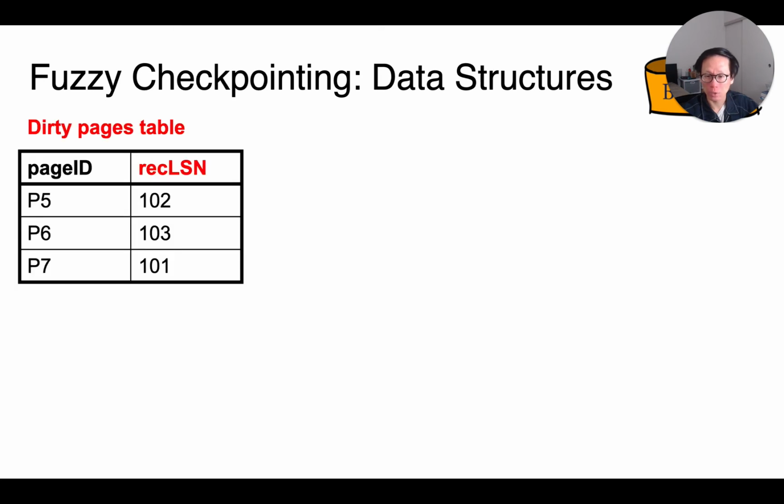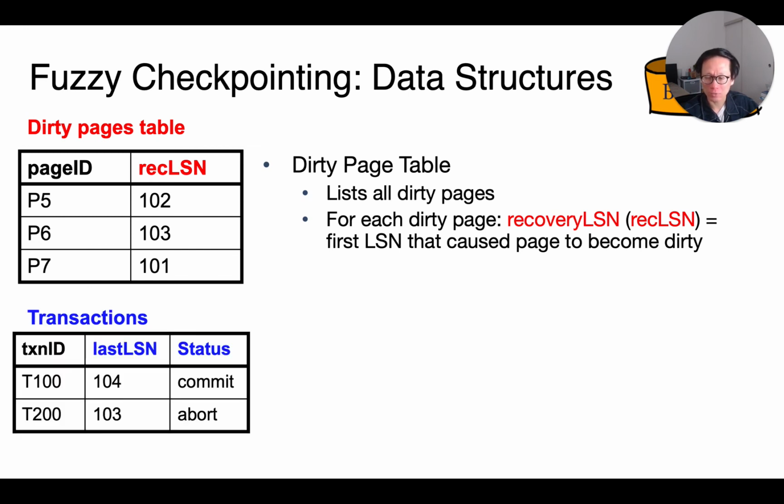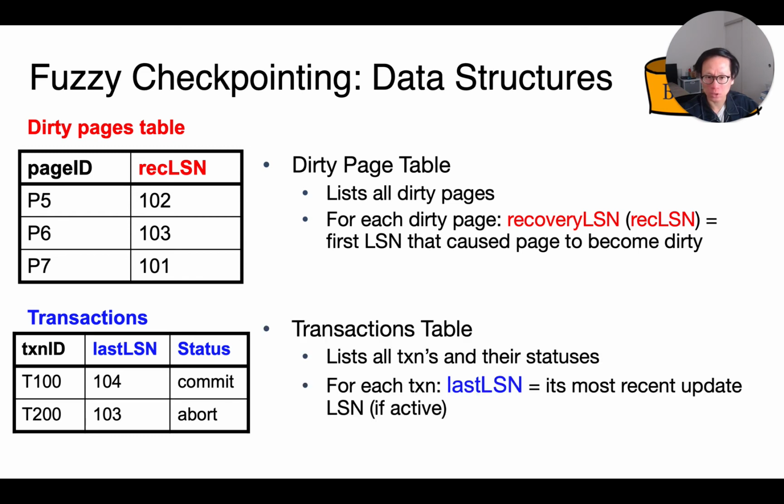We will also keep a dirty page table in memory. That table lists all the dirty pages in the buffer pool. Each page stores the LSN of the first write to that page after it has been brought into memory. Finally, we have the transactions table that records ongoing transactions and their statuses. And besides its status, we also store the LSN corresponding to the last write performed by that particular transaction.